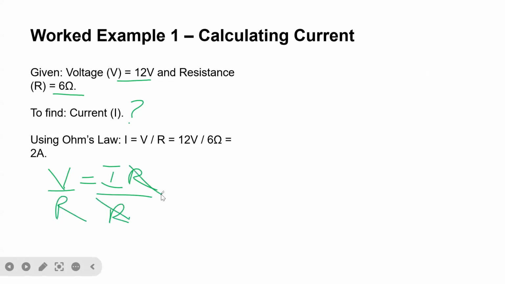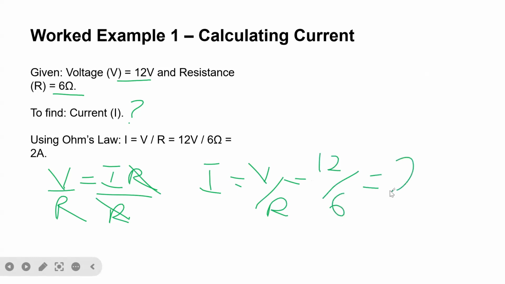So this will cancel this. We now have I is equal to V all over R, and then the V given here is 12 divided by R, which is 6. Therefore we have 2 amperes. So that's why here we have 2 amperes as the answer.